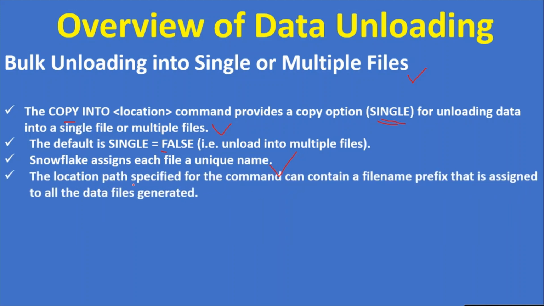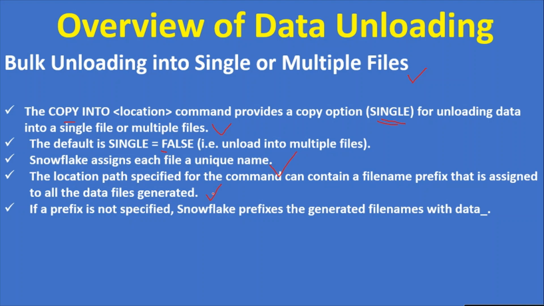The location path specified for the COPY command can contain a file name prefix that is assigned to all the data files generated. First thing, the prefix will be assigned. If you don't specify anything, Snowflake prefixes the generated file names with data underscore. In the earlier example, I used the prefix DEPT. That's why that file name started with DEPT. If you don't specify that, it will start with data underscore.